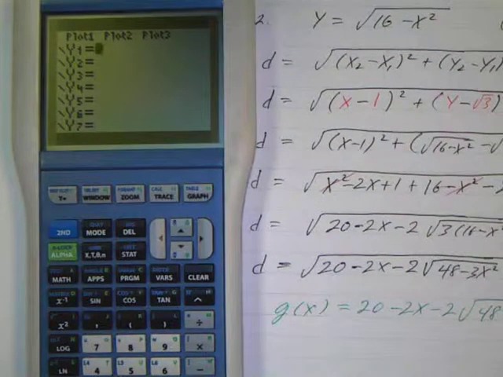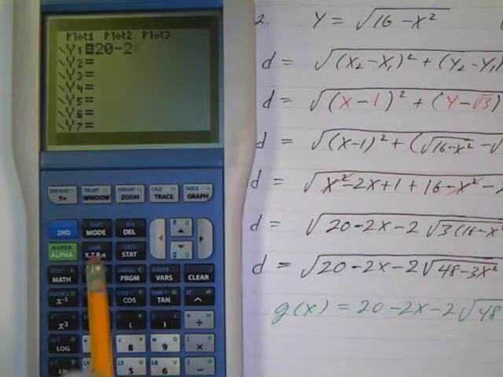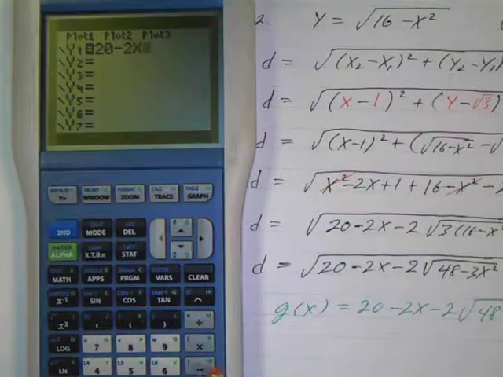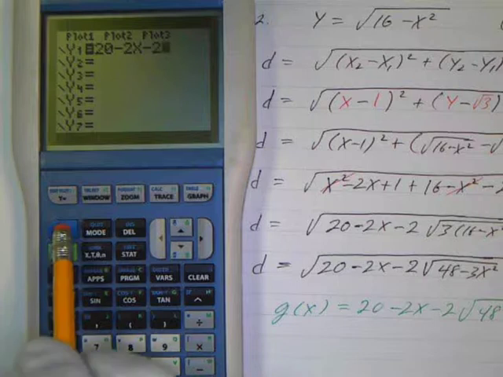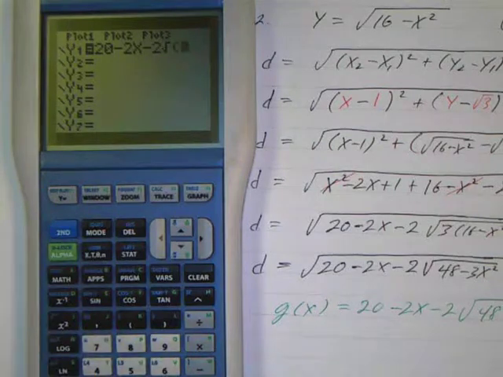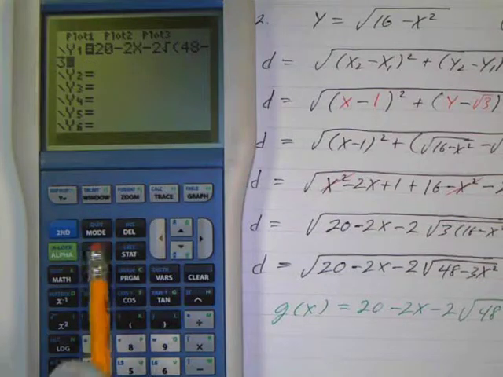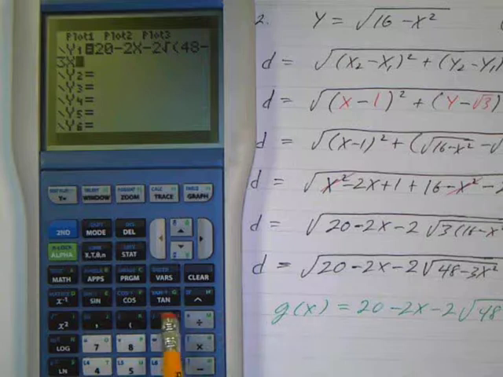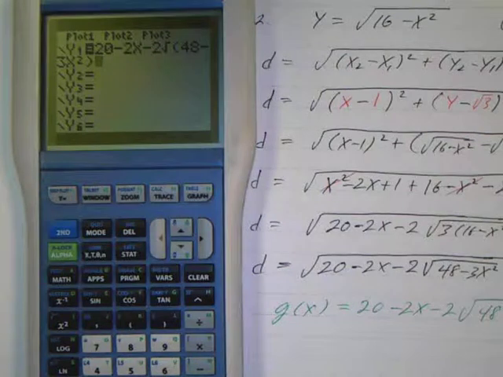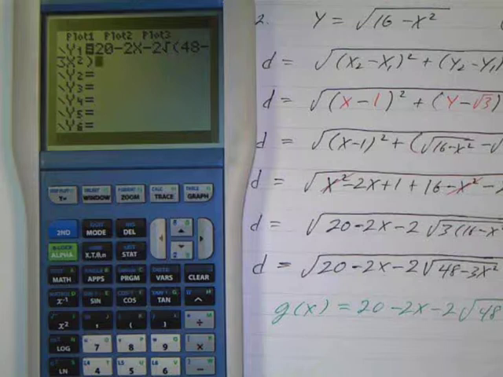So we're going to put 20 minus 2x minus 2 radical, and then I've got 48 minus 3x, and that's going to be squared, and that's all under the radical. So take a look at that. Okay, so that's g of x.